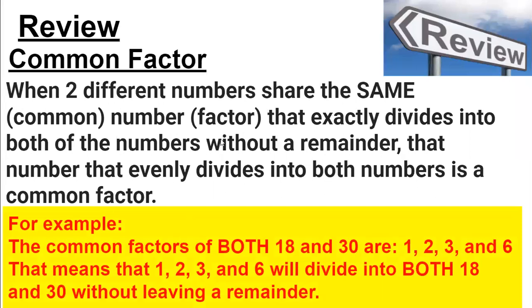Here's an example. The common factors of both 18 and 30 are 1, 2, 3, and 6. That means that 1, 2, 3, and 6 will divide into both 18 and 30 without leaving a remainder. You can try that if you'd like and pause the video to see that you can divide 18 by 1, 2, 3, and 6 and get no remainder. And you can divide 30 by 1, 2, 3, and 6 and get no remainder.